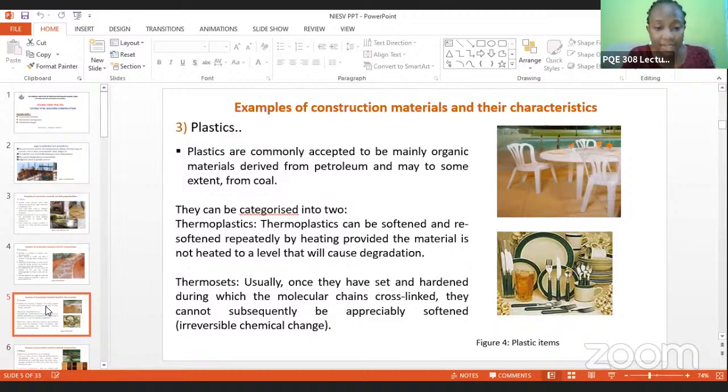Thermoplastics and we have thermosets. Thermoplastics can be softened and re-softened repeatedly by heating, provided the material is not heated to a level that will cause its degradation. And we have thermosets. Usually once they set and harden, they cannot be broken down again. Unlike thermoplastic, which you can remold into another thing, thermoset is the opposite of a thermoplastic that you can easily work with.